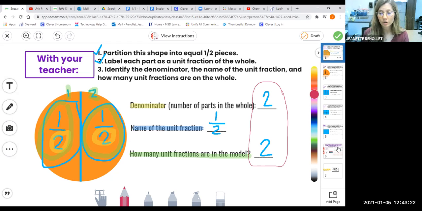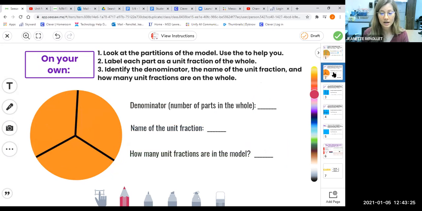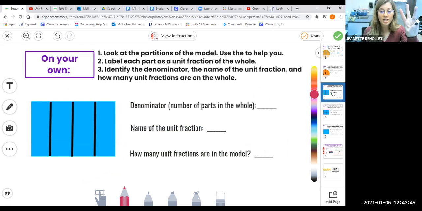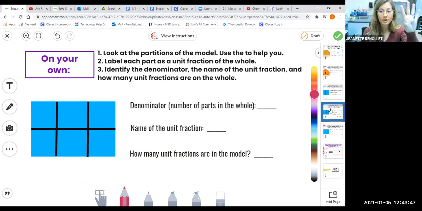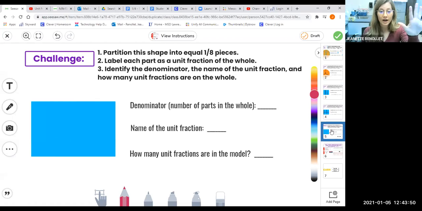Today, 3rd grade, your work is to complete the rest of the slides, practicing these 3 steps. Starting on slide 2, it gives you the same directions we just did. You need to complete slides 2, 3, 4, 5, and show me what you know about partitioning, understanding the unit fraction, and counting the parts.